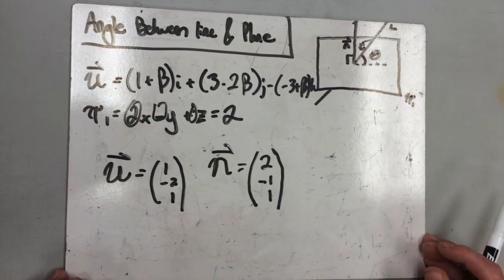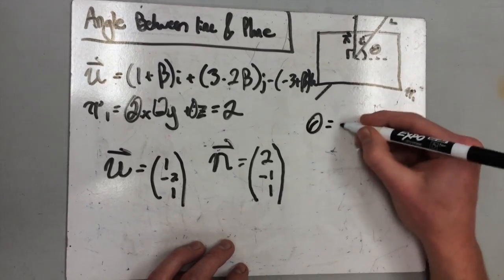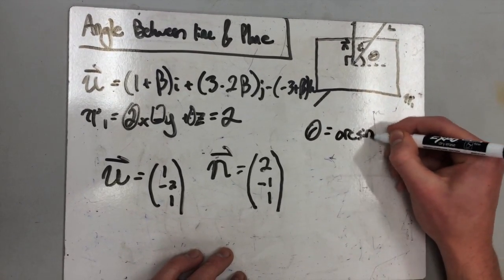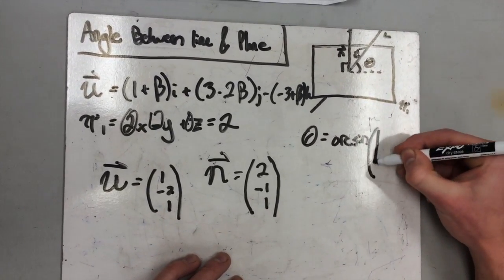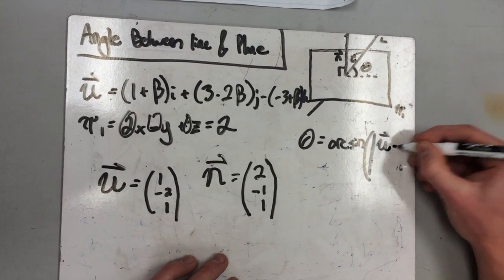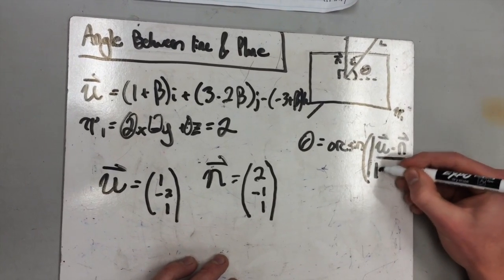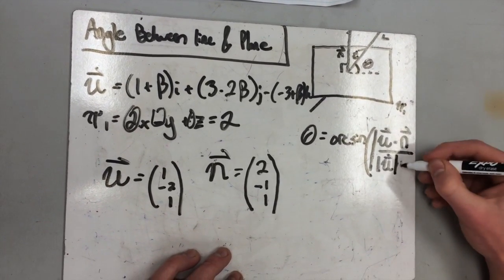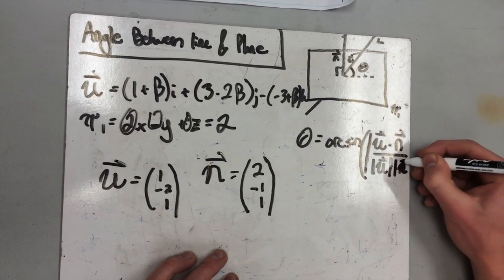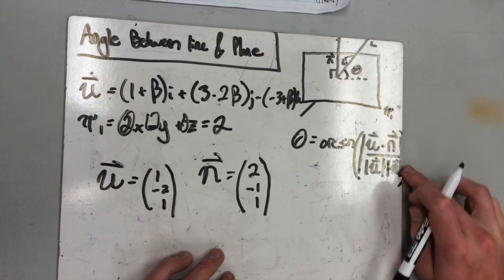Okay, so we're going to use the following formula. Theta equals arc sine of, it's going to look familiar from the last video, direction vector u dot product with the normal vector over the magnitude of vector u times the magnitude of the normal vector, absolute value of the whole quantity.